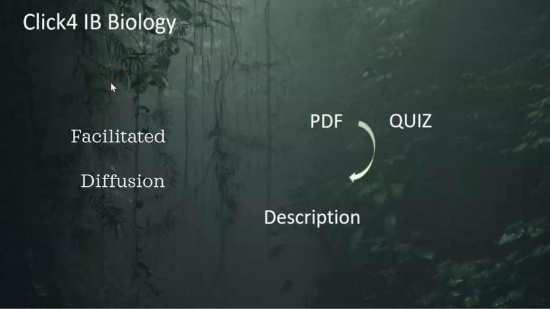Click for IB Biology, cell membranes, and facilitated diffusion. Facilitated means to assist or to enable something to happen, and diffusion, as we've studied before, is where substances are moving from a region of their high concentration to a region of their low concentration.